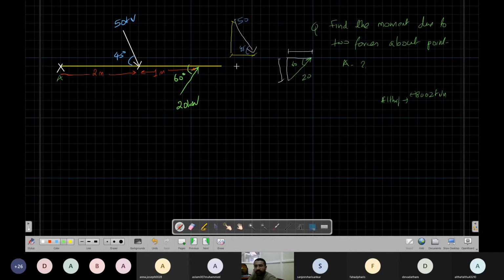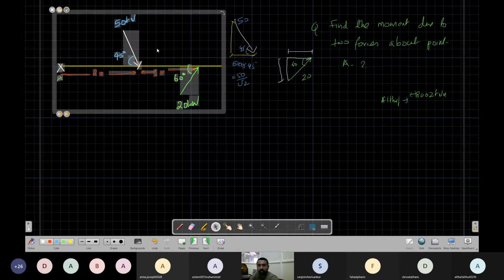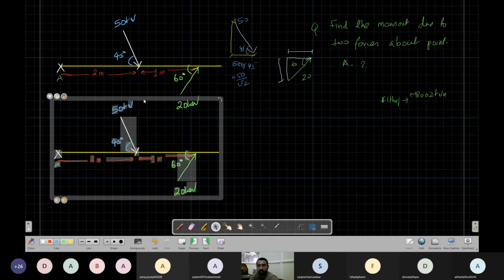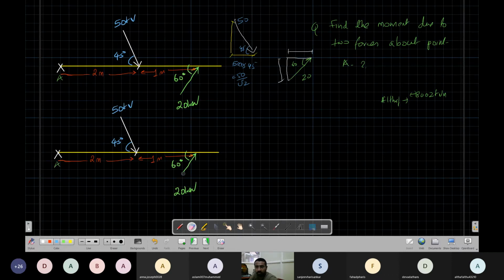So I can write this x component as 50 cos 45. So that is 50 by root 2. Okay, what I'll do is I'll make a copy of this. So we have 50 cos 45, which is 50 by root 2, so 50 root 2 in this direction.